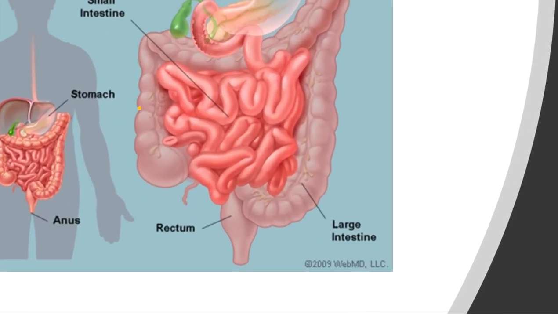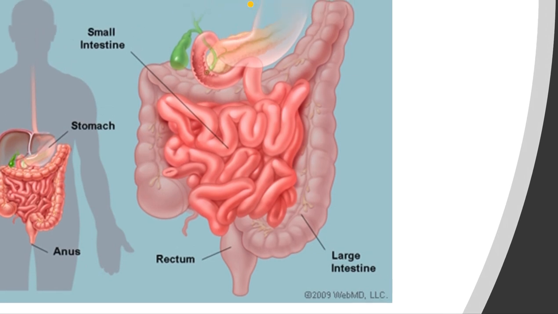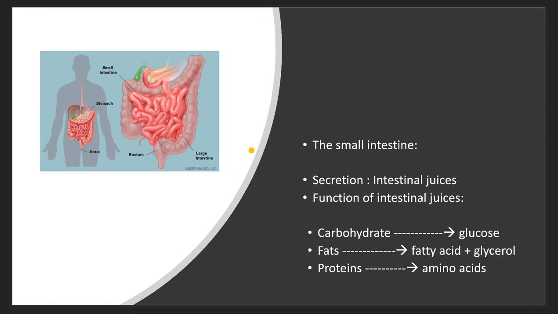So this right here is the stomach, and that's the gallbladder, like I told you before. And this thing behind the stomach, that's the pancreas, and this is the small intestine. So it goes on like that. It's a really long organ.